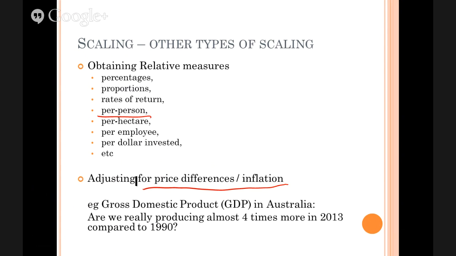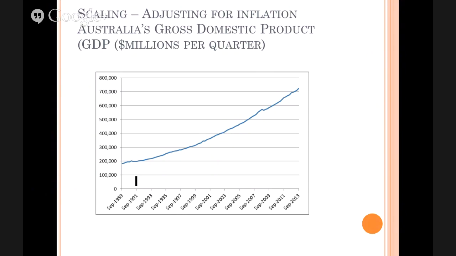The example we've got here is gross domestic product in Australia. And here is a graph of what we're talking about. So gross domestic product represents the total economic product or activity of the Australian economy.